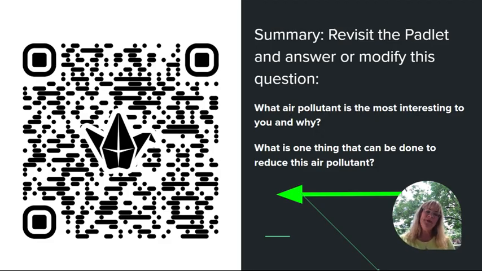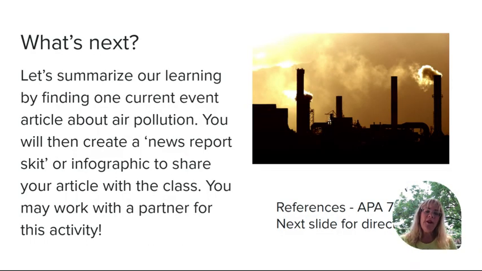I'll give you a few minutes to do this, and then we're going to move on to our final summative little project. In summary, we want to summarize our learning by finding one current event article about air pollution. You're then going to create a news report, skit, or infographic to share your article with the class. And you are allowed to work with a partner for this. So go ahead and pick your partners now, and I'll give you the instructions on the next slide.